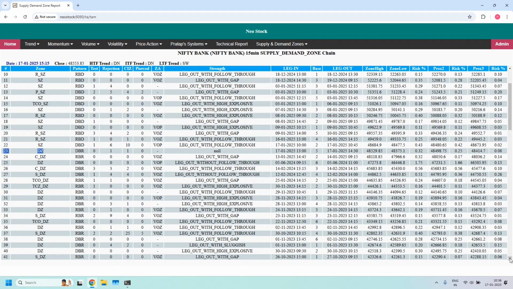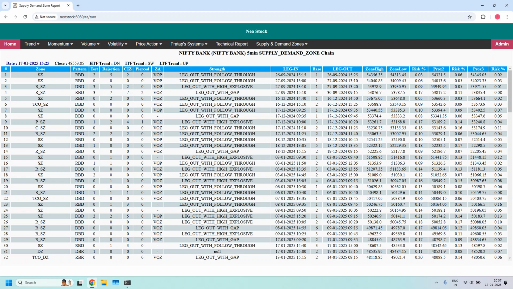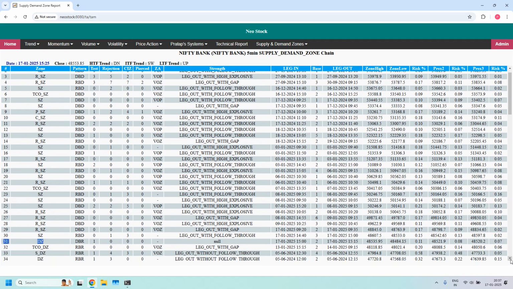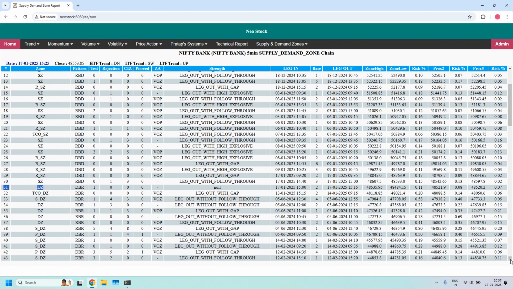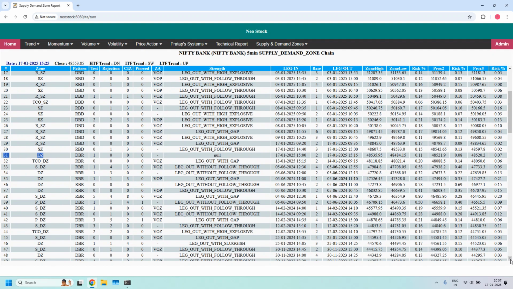Okay. Next, 5 minutes supply demand zone chain for Bank Nifty. So 31st is your demand zone. Let me scroll the list down. So this is about 5 minute supply demand zone chain for Bank Nifty.